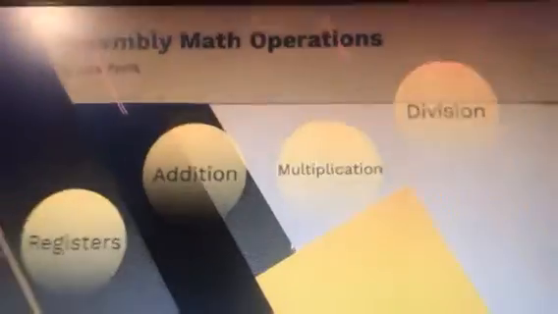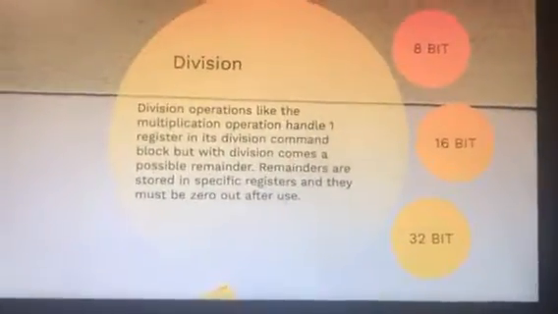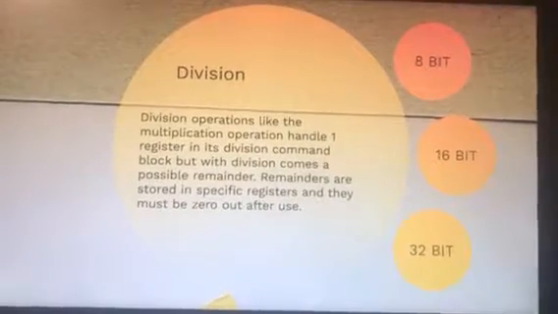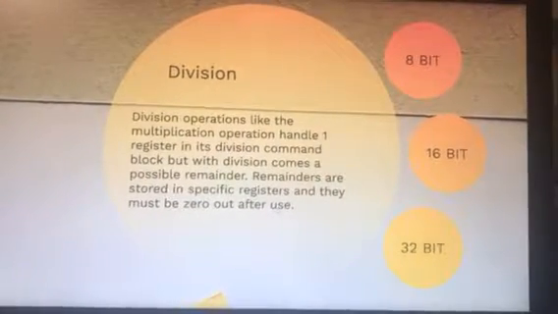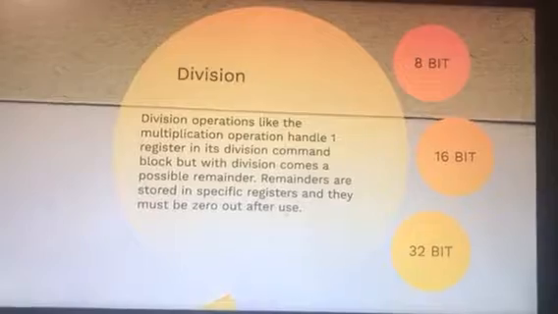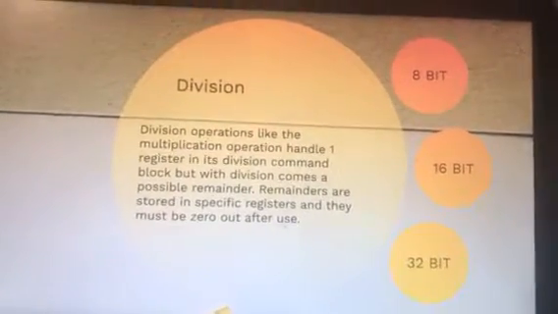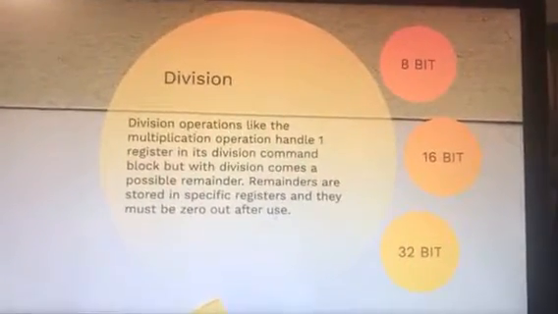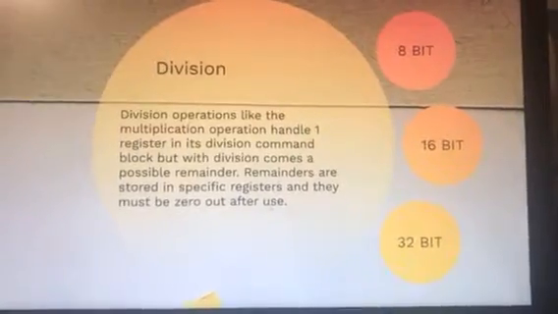Moving forward, lastly, we have our last operation, which is division. The division operation, like the multiplication operation, handles one register in its command block, but with division comes a possible remainder. Remainders are stored in specific registers, and they must be zeroed out after use.